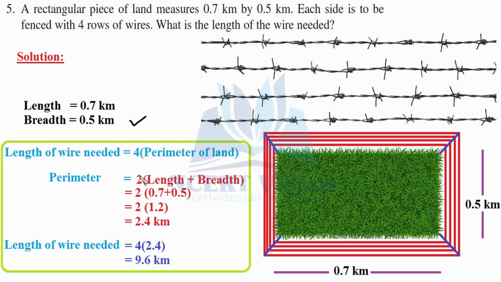So we will add length and breadth, that is 0.7 and 0.5 to give you 1.2 kilometer. We have to multiply it with 2 to give you 2.4 kilometer. So now we have achieved our perimeter and the length of the wire. We have to now multiply it with 4 as we have written in the formula. So 4 into 2.4 is 9.6 kilometer. So this is the total length of the wire that we need to buy. So this is your question 5.